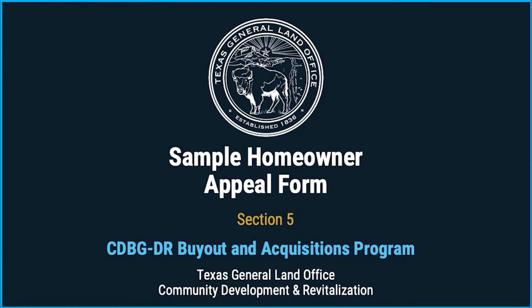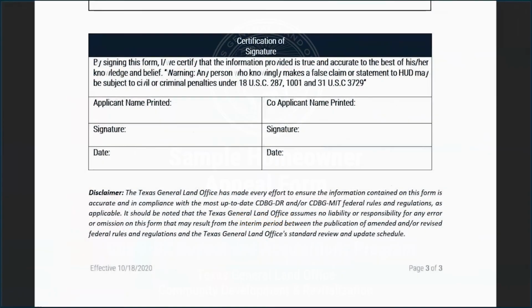The final section is the certification of the applicant and co-applicant that all information provided is true and accurate to the best of their knowledge and belief, and that any person who knowingly makes a false claim or statement to HUD may be subject to civil or criminal penalties. The applicant, and if applicable, co-applicant, then print their names, sign, and date.